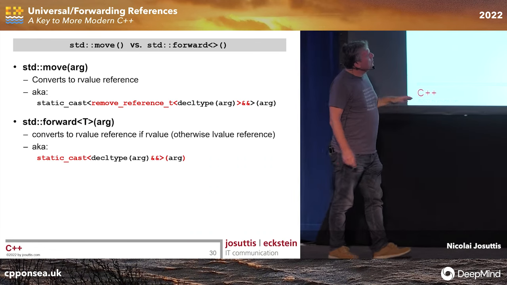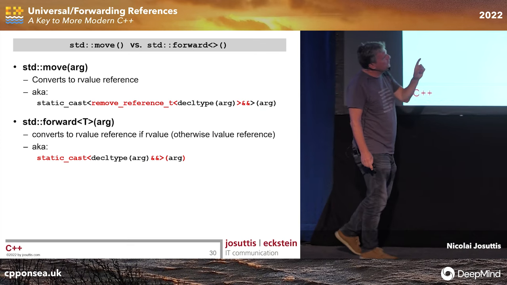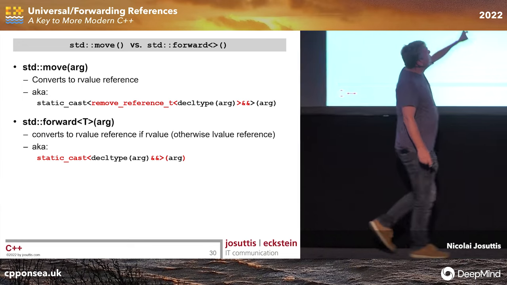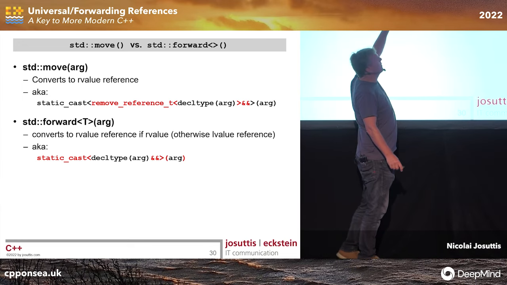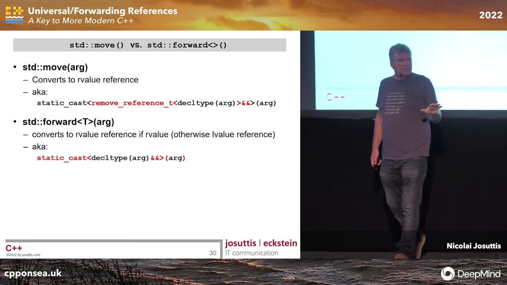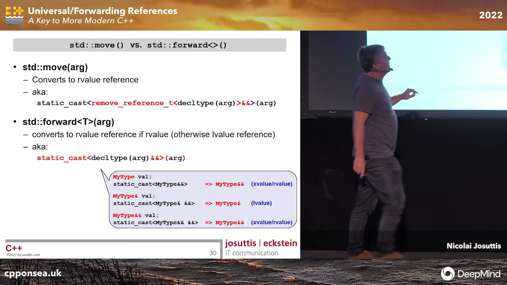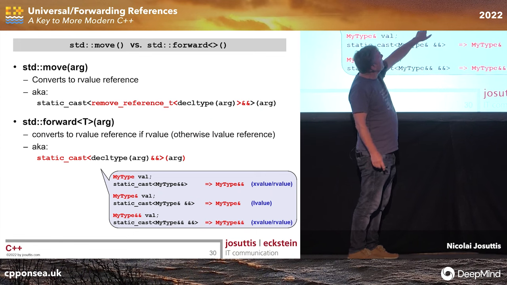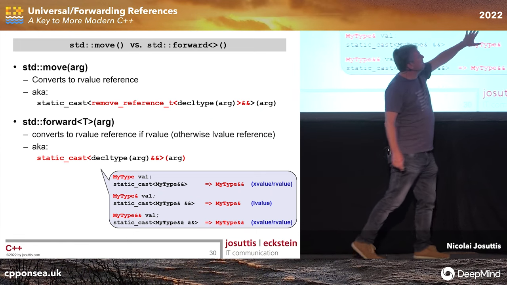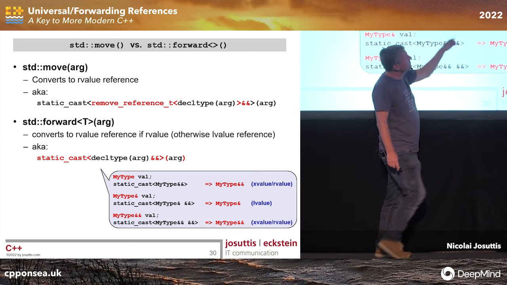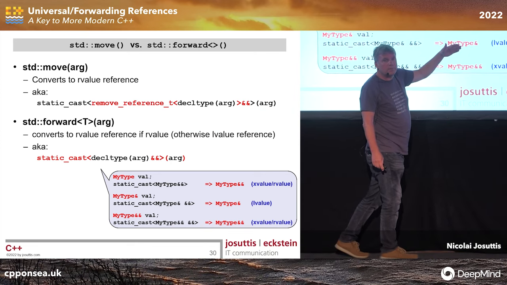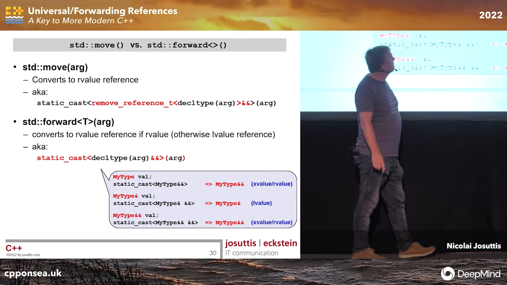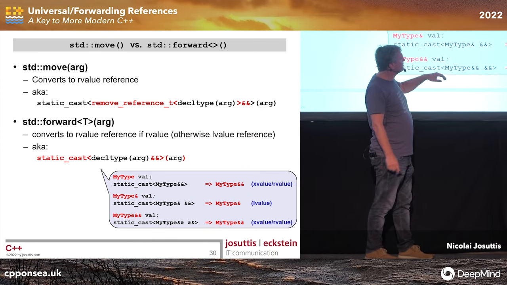If we have forward, we don't remove 2 ampersands or whatever we have there before. We just take the type of what we pass and add 2 ampersands. So that's again reference collapsing. If you have something that is just a plain type and then you use the 2 ampersands, you have an R value reference. So for a temporary object, for a PR value, you have an R value reference.